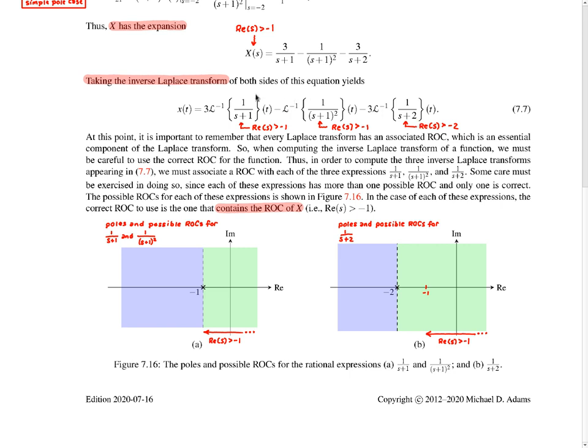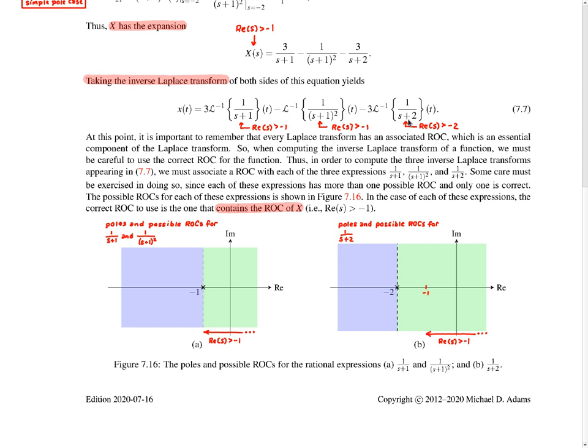In other words, when we take this inverse Laplace transform here, what region of convergence do we use for 1 over s plus 1? And when we take this inverse Laplace transform here, what region of convergence do we use for 1 over s plus 1 squared? And when we take this inverse Laplace transform here, what region of convergence do we use for 1 over s plus 2? This is what we need to consider next.